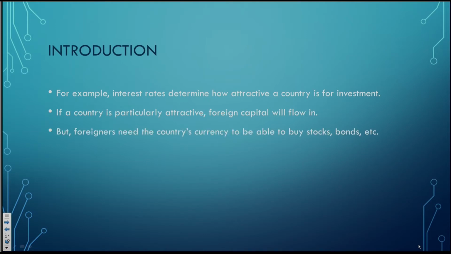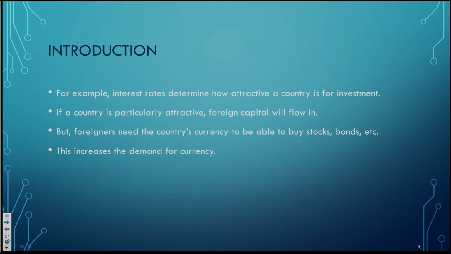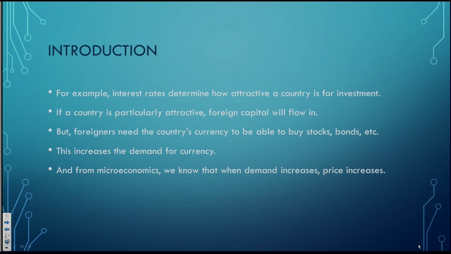But foreigners need the country's currency to be able to buy stocks and bonds. Well, think about it. If they need the country's currency, then this will increase the demand for that currency. Well, from microeconomics, we know that a demand increase means prices increase. So, as we see an increase in the demand for the currency, it's easy to determine that the price of that currency will go up. And that's what drove the changes in exchange rates.